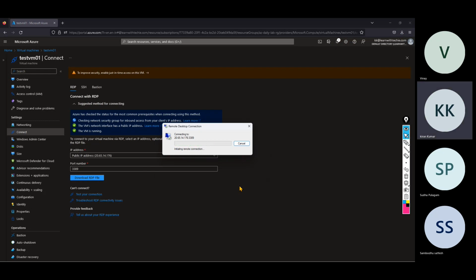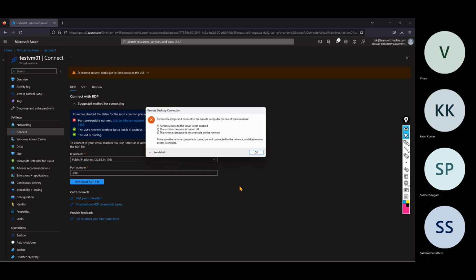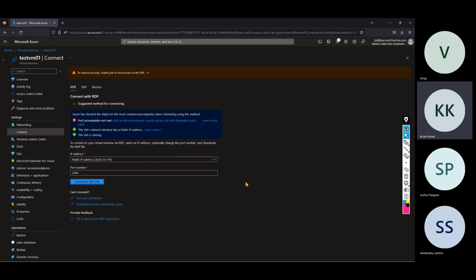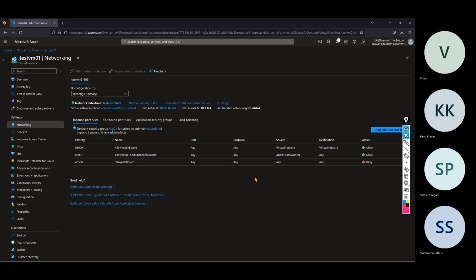I'm not getting the response here. If it were getting a response, a window would immediately pop up and ask for the user ID and password, and we would provide it and it would allow it. But that is not happening here. That means by default, I can't take the RDP of this virtual machine over the internet.